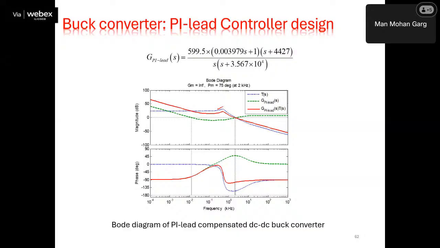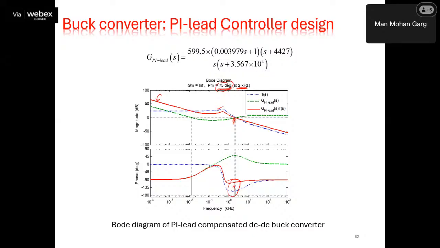So here what you see in the red graph is a minus 20 dB slope, which takes care of the steady state error. And here if you see this point, this is the gain crossover frequency. At that frequency we find the phase margin also. So at this crossover frequency there is a good phase margin, 75-degree phase margin.